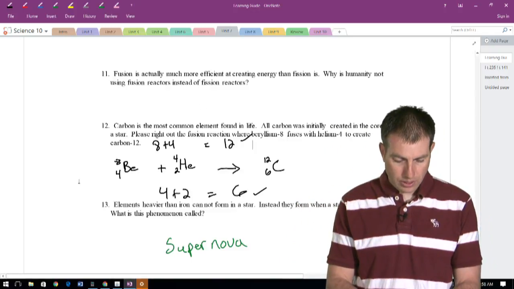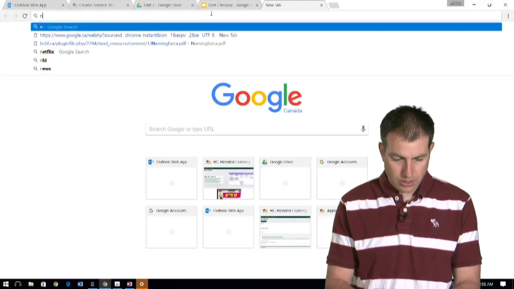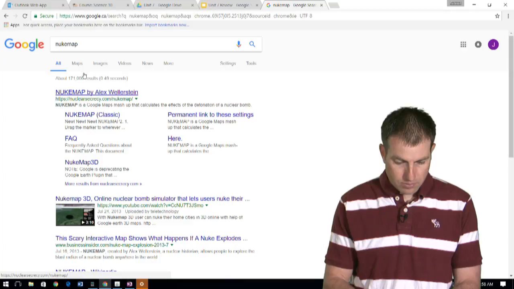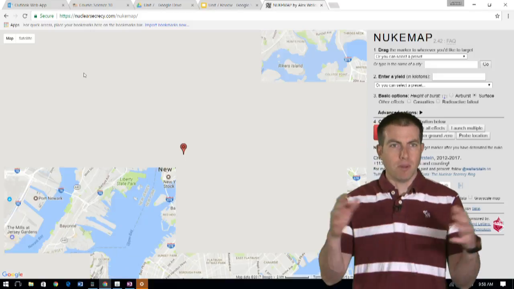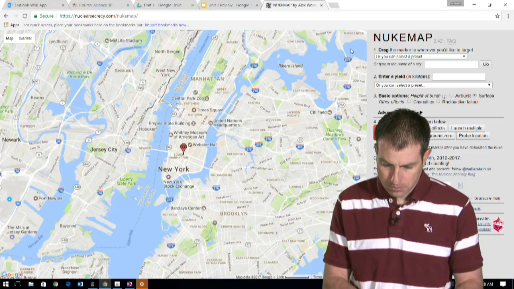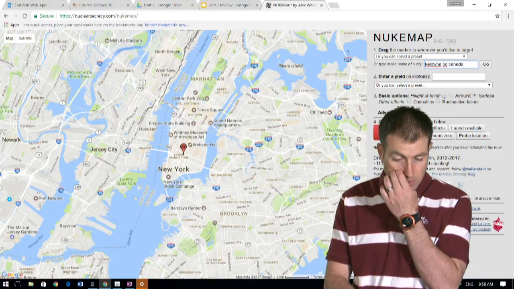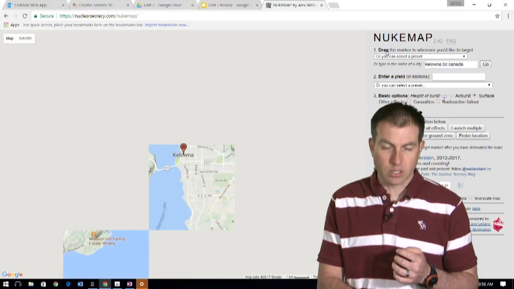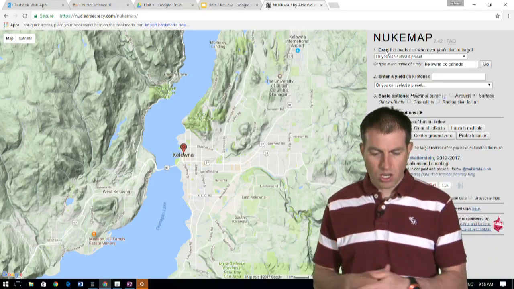If you are thinking for a second, there's this one website that I always like to look at. It's kind of interesting, I find. It's called NukeMap. Alex made this sort of nuclear bomb detonation simulation. So you can put it in any city you want. Of course, we can put in Kelowna. So what would it look like if a nuclear bomb were detonated in Kelowna? For some reason, somebody wanted to harm us in Kelowna.